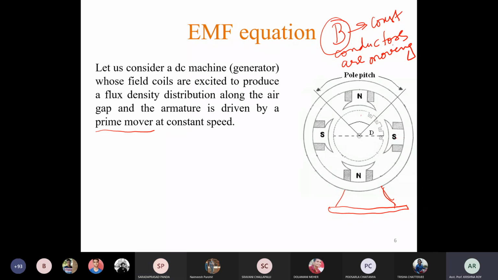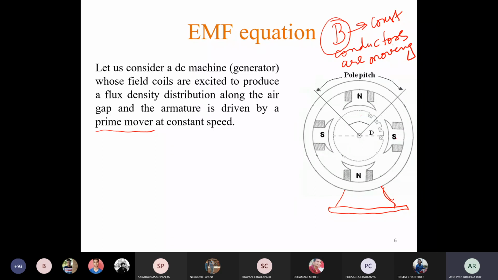So in case of a DC machine, the flux producing source is on the stator, and the conductors in which the EMF is going to be induced are on the rotor, which will rotate. So there is a relative motion, and this motion is created by some prime mover. So when this rotor is driven by the prime mover at some constant speed, there will be some induced EMF in these conductors of the armature winding. Okay, so this is the situation.